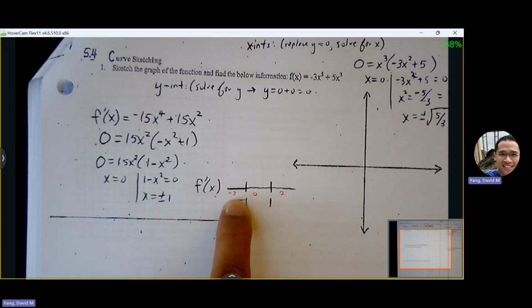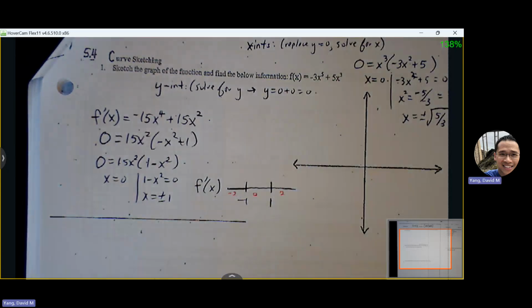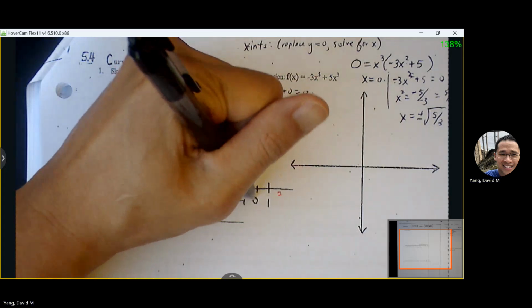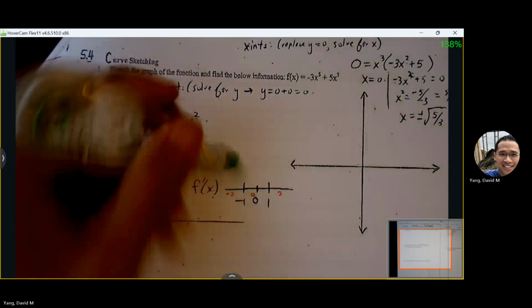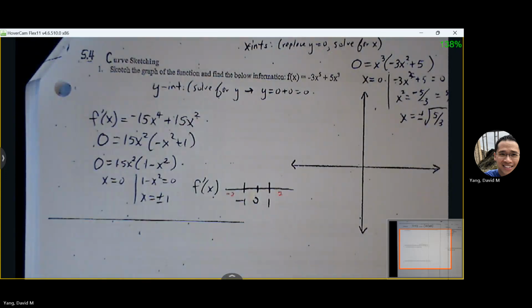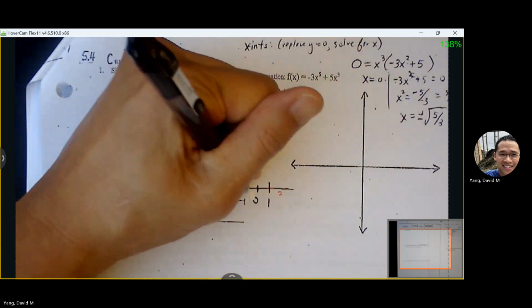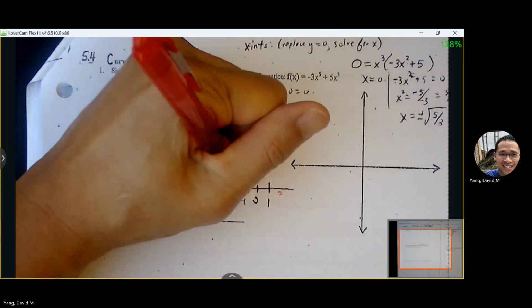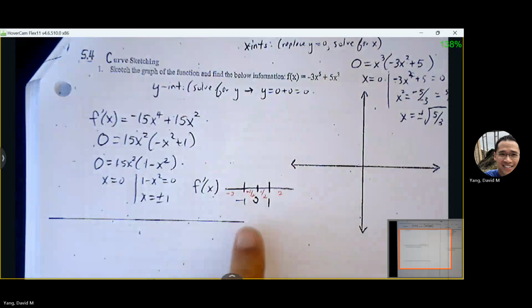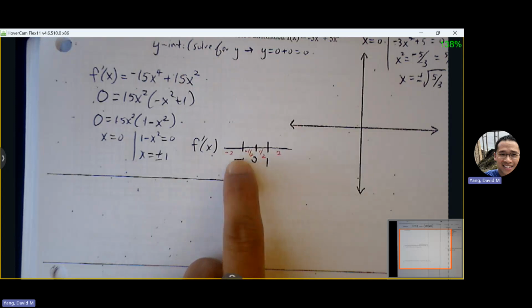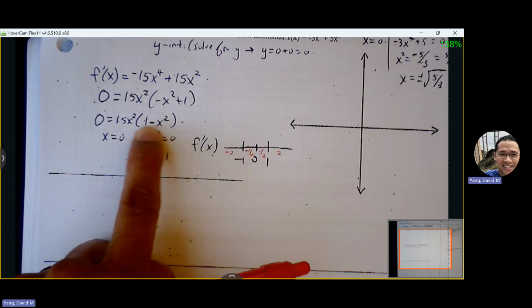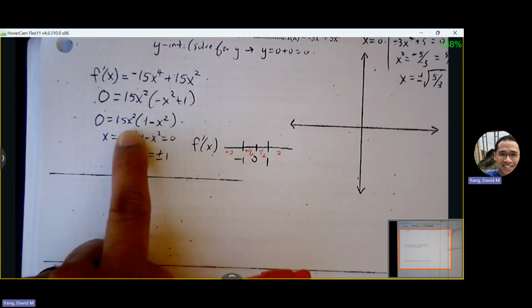We have test points. Oh, sorry, I forgot about 0. 0 is a critical point too. So I'm testing -2, -1/2, 1/2, and 2. These are all points that I found in each of the subintervals. Plug it into your derivative function, and then gather the signs.